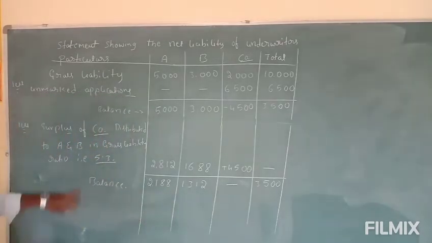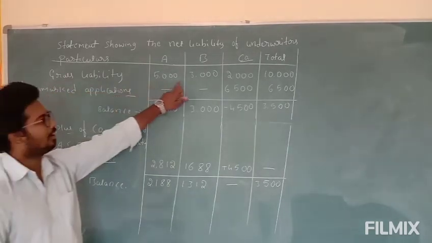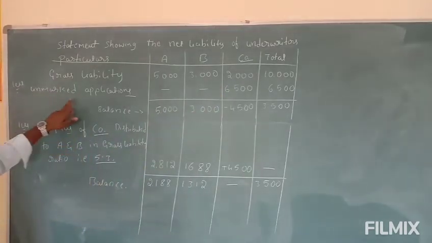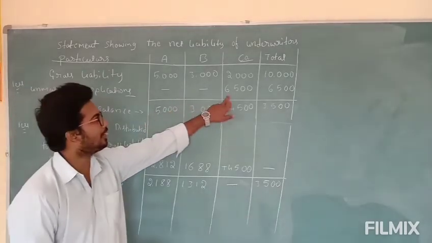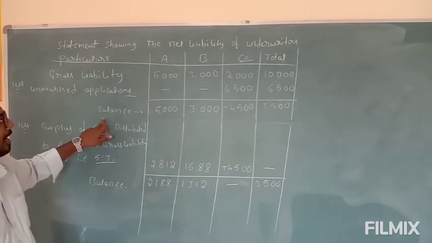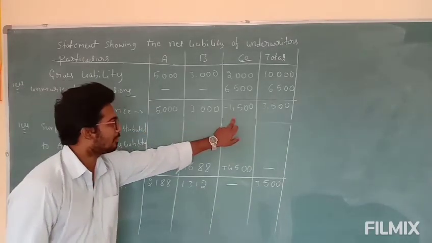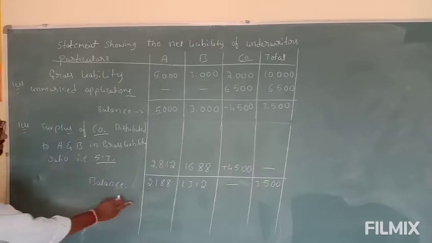Hope you understood. So first step, take gross liability of A, B and company and total, then take unmarked applications. When it is a partial underwriting only for the company, you should take unmarked applications. Then you will get the balance. When you get the balance, you will get a surplus of the company. The surplus of the company you will distribute in the ratio of 5:3. Then you get the balance. So here unmarked applications are suggested.